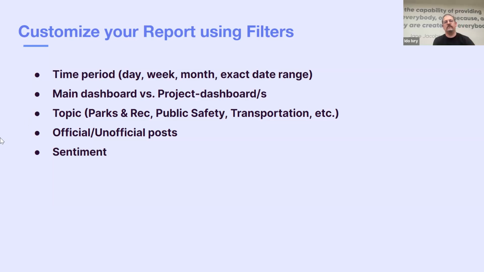Another filter that you can apply is official versus unofficial posts. So if you are only interested in presenting, let's say, the social discourse around your official channels, then you can just apply that filter, and only that data will get pulled in. And the last filter that we have is sentiment data. So if, for example, you want to keep, let's say, the city manager in the know about whatever is bothering residents at a particular time, you can filter down to negative sentiment, for example, and create a report that way.